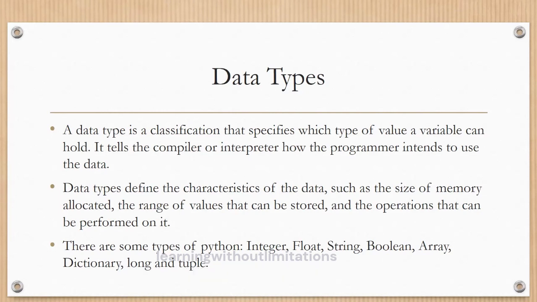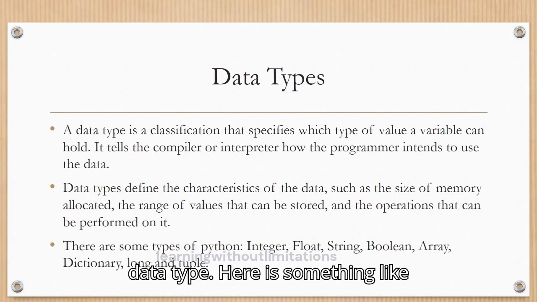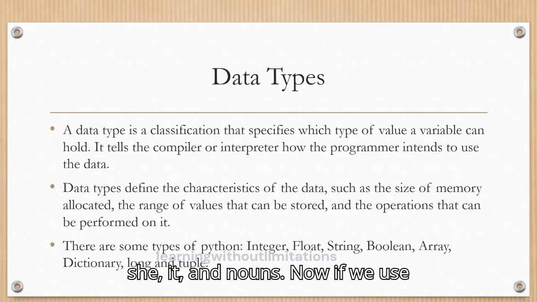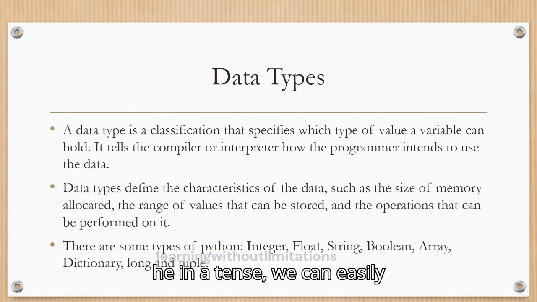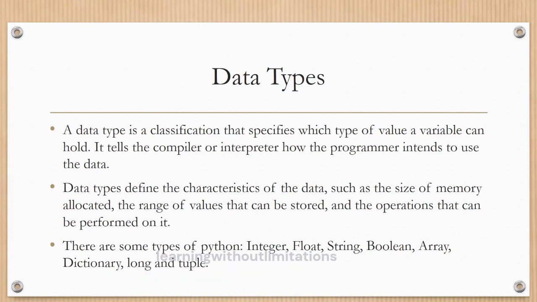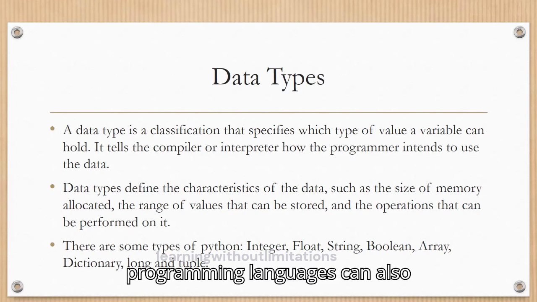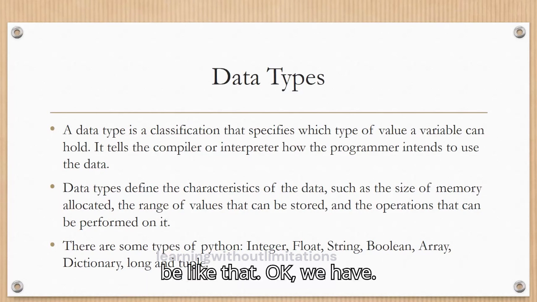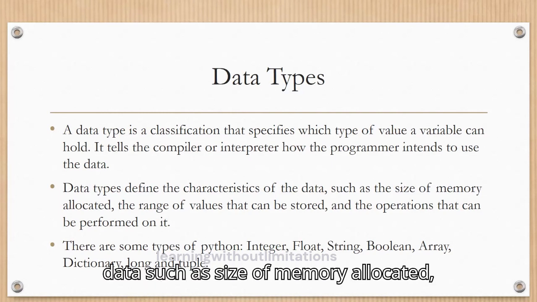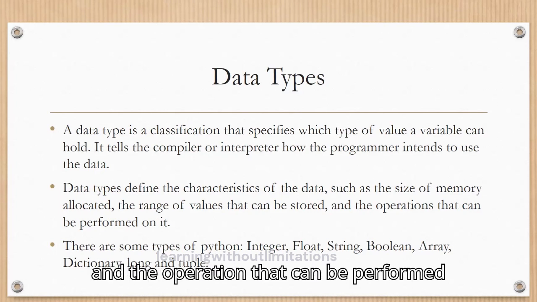A data type here is something we can compare with the English language. We have he, she, it, and that. If we use he in a sentence, we can easily understand that he is used for a boy, we is used for us, and they is used for them, etc. Data types in programming languages can also be like that. Data types define the characteristics of data, such as the size of memory allocated, the range of values that can be stored, and the operations that can be performed on it.